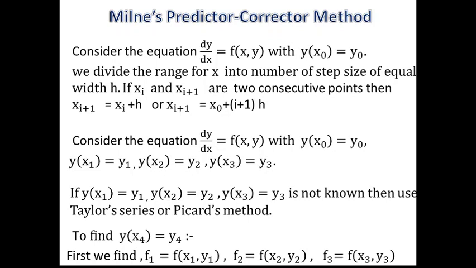After applying any of the methods several times, we will have the solution of the problem at several points. Usually we divide the range for x into steps of equal width h. For example, if x i and x i plus 1 are two consecutive points, then x i plus 1 is equal to x i plus h, or in terms of the initial point, x i plus 1 is given as x naught plus (i plus 1) times h.